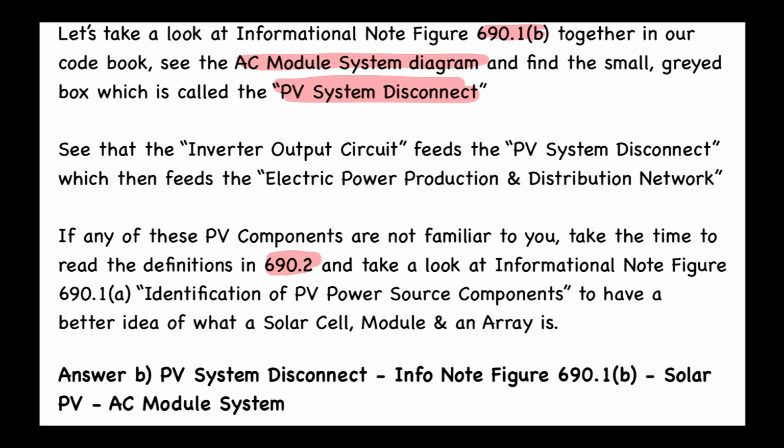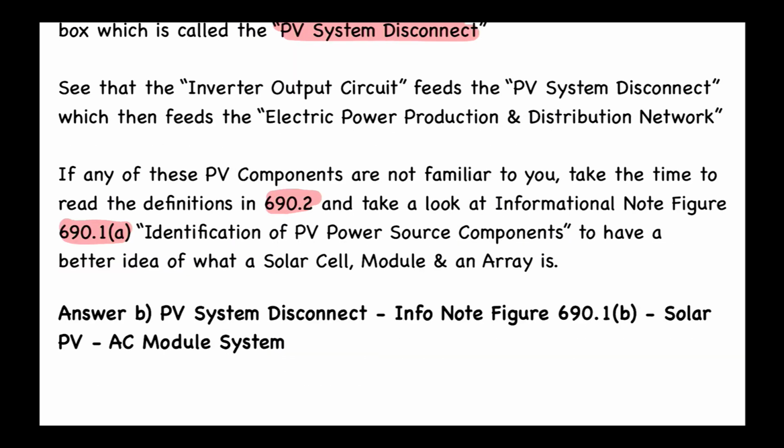If any of these PV components are not familiar to you, take the time to read the definitions in 690.2 and take a look at the informational note figure 690.1a, which is called the identification of PV power source components, to have a better idea of what a solar cell, module, and an array is. It's really important that you understand these differences. All right, so the answer to this question is B, and that is PV system disconnect, and you can find that from the info note figure 690.1b, solar PV AC module system.